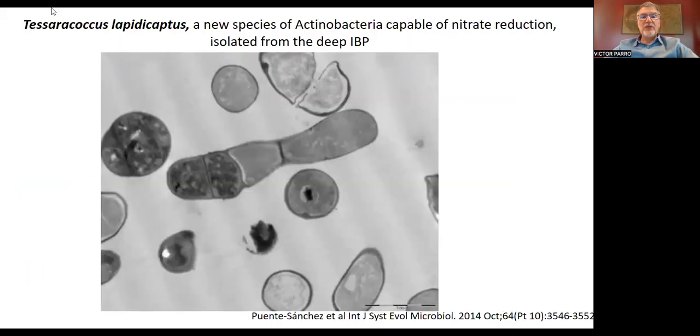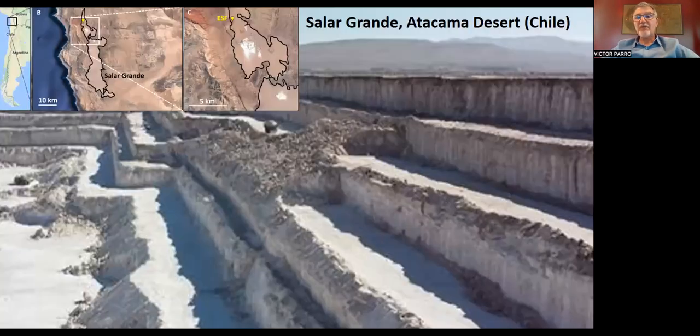And in fact, we isolated and identified one of those microorganisms. This is what we call Tesserococcus lapidicaptus, which is captive of the rock. And it's a new strain of cyanobacteria that has a capability for nitrate reduction. Another environment that we studied in depth was the Salar Grande. Salar Grande is a big salar in Chile.